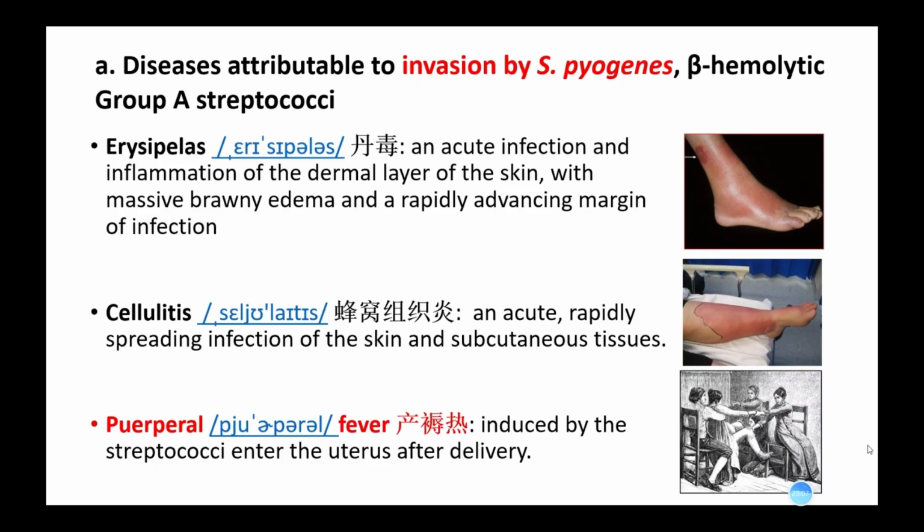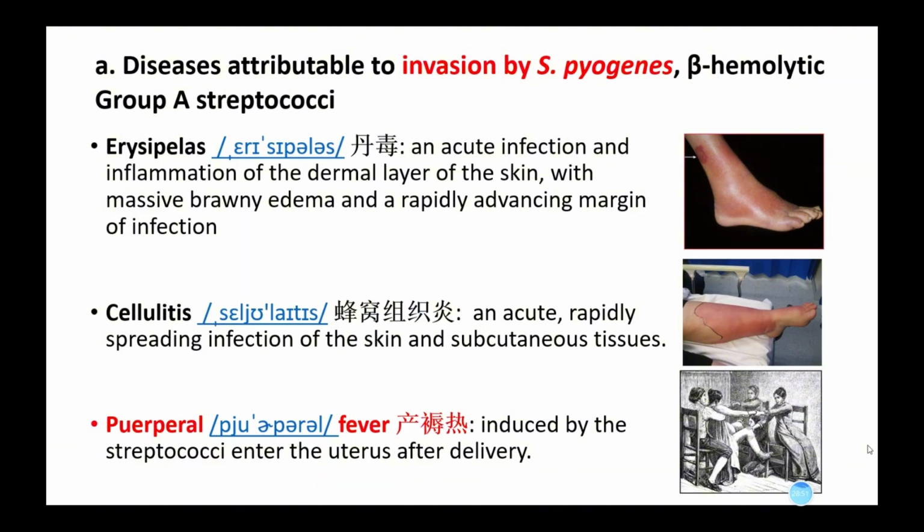The first type is disease attributable to invasion by the beta hemolytic group A Streptococcus. It's on the skin. It's the first disease. For this disease type, you don't have to remember these details, but there is one thing you need to know. The puerperal fever. We mentioned this before when we introduced Ignaz Semmelweis, the first doctor who noticed the importance of doctors washing their hands.